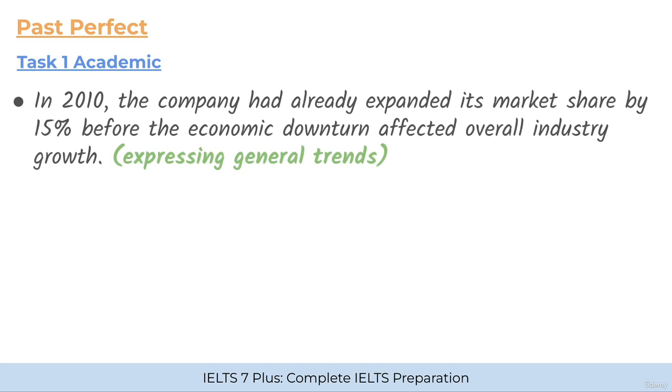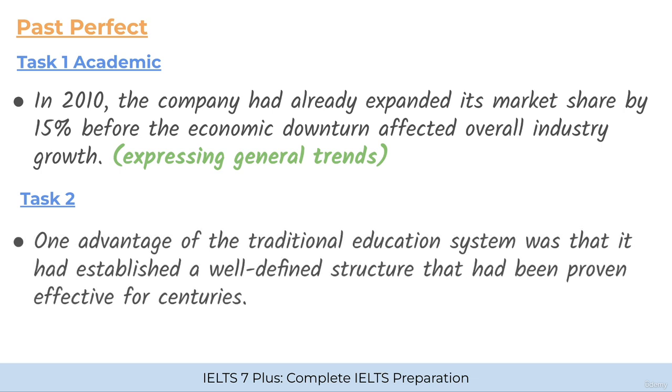Okay, in the task 1 academic, then you could also use past perfect. For example, in 2010, the company had already expanded its market share by 15% before the economic downturn affected overall industry growth. You could also use it in the essay. One advantage of the traditional education system was that it had established a well-defined structure that had been proven effective for centuries.